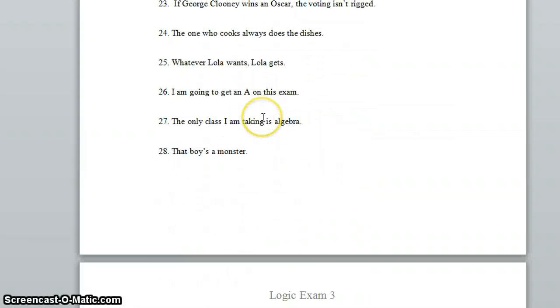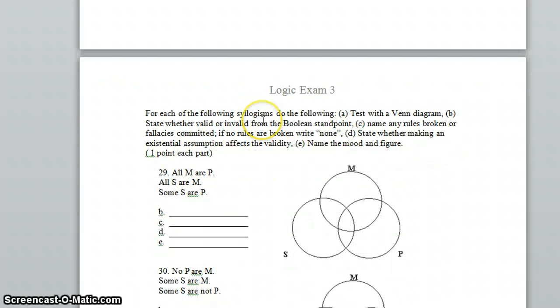Okay, continuing down, we have a number of problems, actually 3, where you're given a syllogism, and remember we don't know if S, M, and P exist, so we don't want to use circle X here. We're asking ourselves first of all to do the Venn diagram. Then B, you want to determine if it's valid or invalid from the Boolean perspective. Remember, if it's conditionally valid, it's going to be invalid from the Boolean perspective. Name any rules broken. That's from section 5.3. And if no rules are broken, write none.